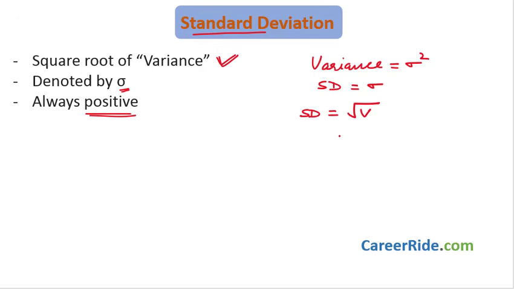Okay. And when you take the square root, you will come across positive, negative, both values. But every time you have to consider only and only the positive value. Standard deviation is only a positive value.